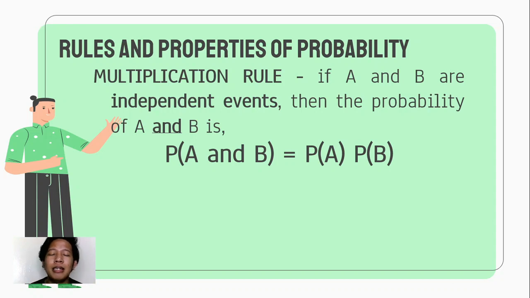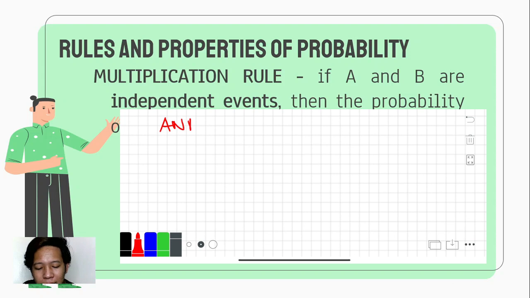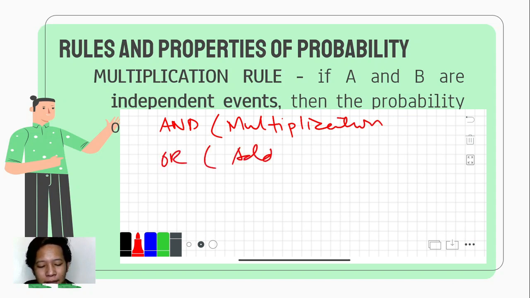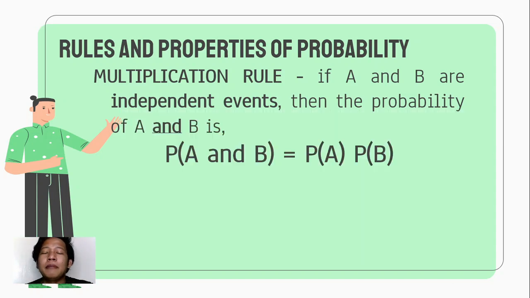Kung multiplication rule, tandaan nyo lang na and na po yung nakalagay. Kung addition rule, or tayo. Okay, again, kapag and, multiplication. Kapag or, that is addition. So, you have to remember this. Okay? Kapag sinabi nating independent events, these are events na pwedeng mangyari yung isa kahit hindi nangyayari yung isa. Okay? So, yun po yung independent events. Okay? So, let us have an example.